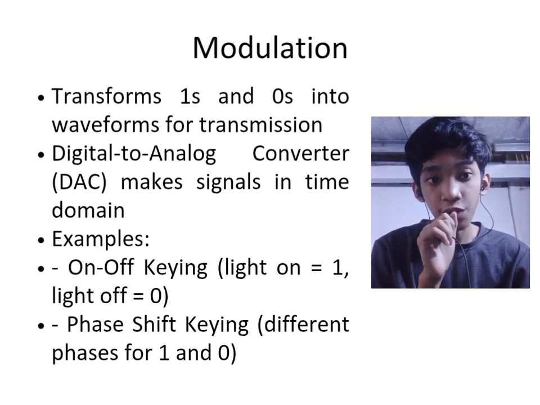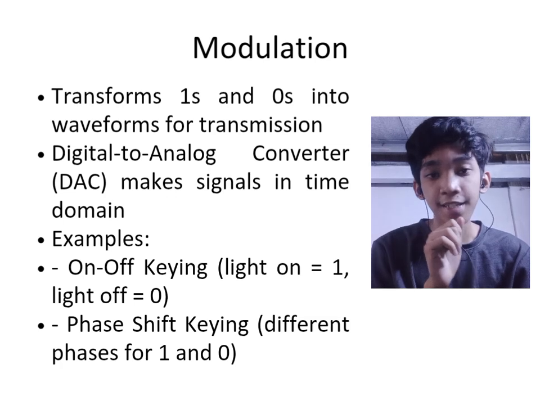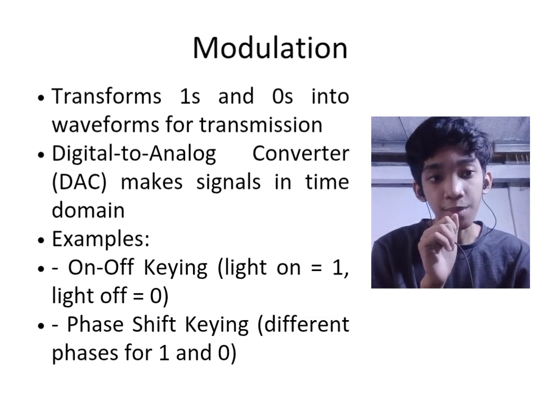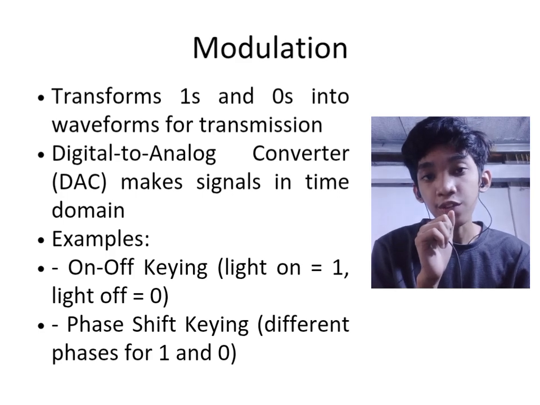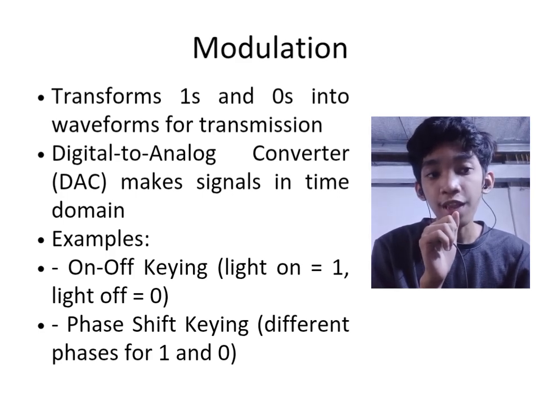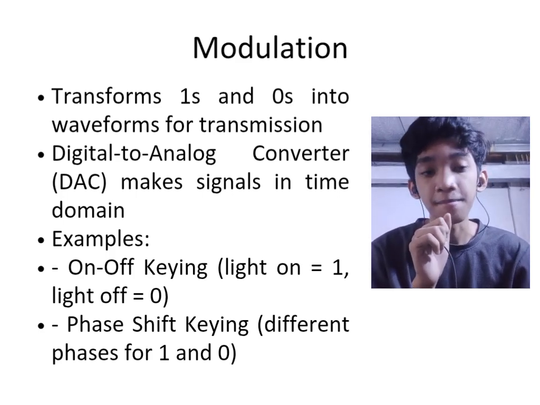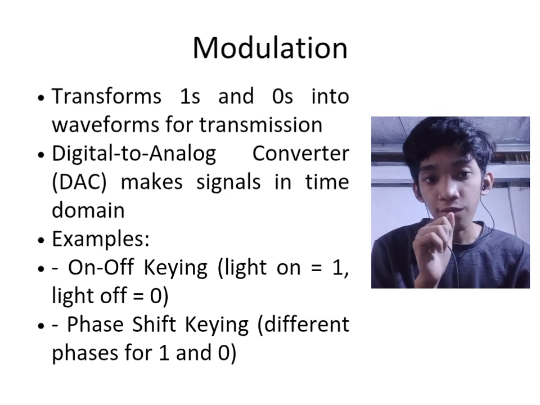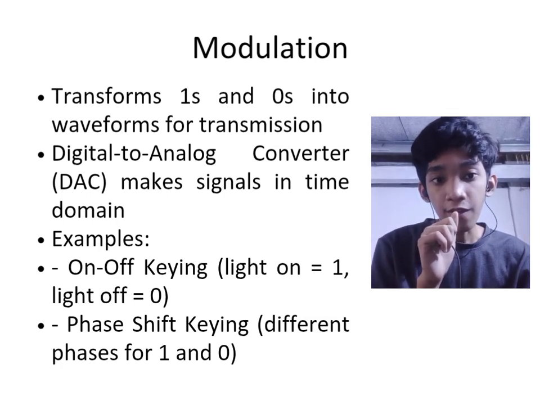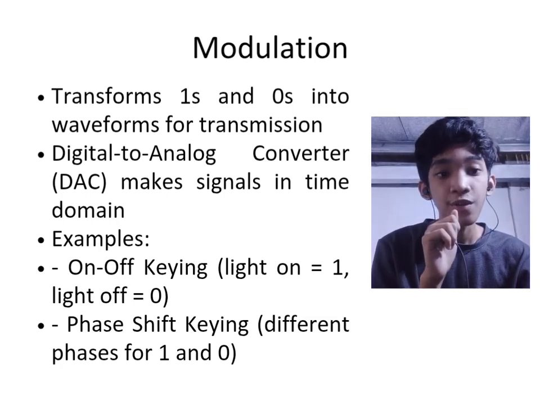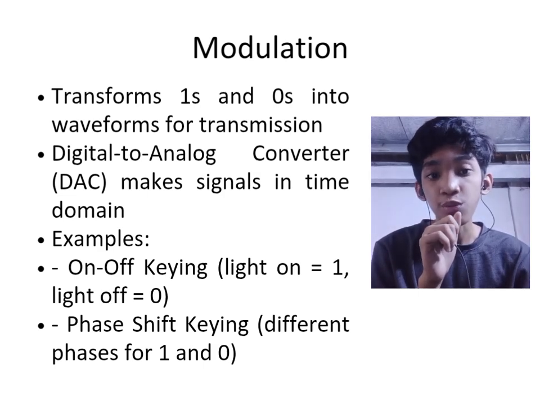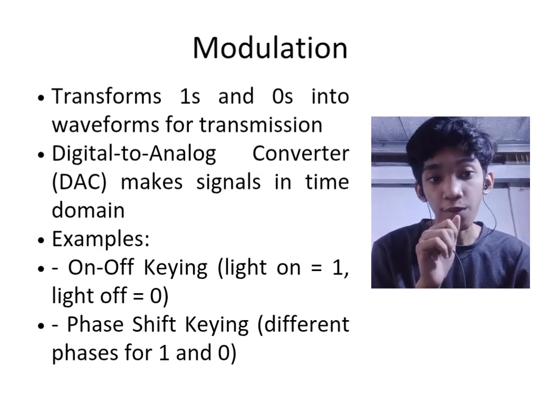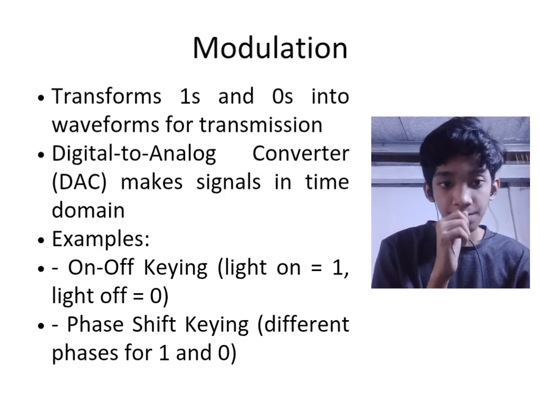Digital to analog converter, or DAC, makes signals in the time domain. The DAC converts digital data into varying voltage or light pulses that change over time. On-off keying is a very simple modulation method. For instance, a laser turns on to represent 1 and turns off to represent 0.